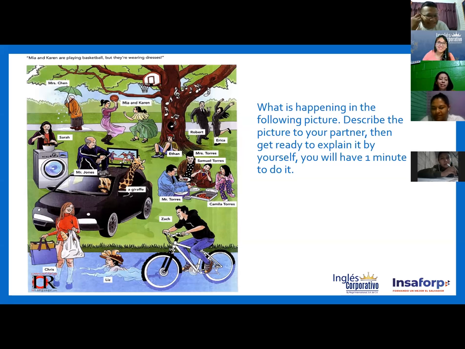Okay, ¿cómo podemos describirla? Una oración, a sentence. Puede ser... Mia and Karen. ¿Qué están haciendo? What are they doing? Mia and Karen? Playing basketball. Playing? Basketball. Algo me hace falta. Playing basketball. Are. Okay, take care with that. Are playing basketball. Ya me cayó la penitencia. Ya, penitencia para Katia.